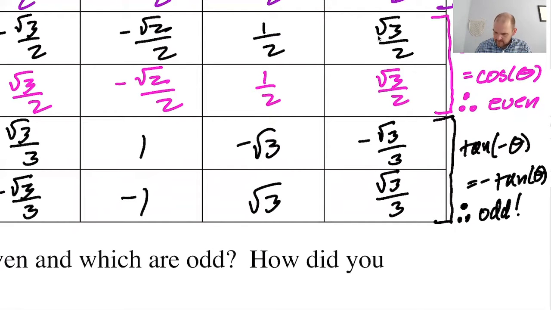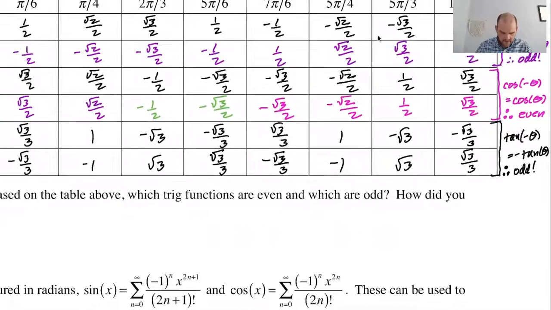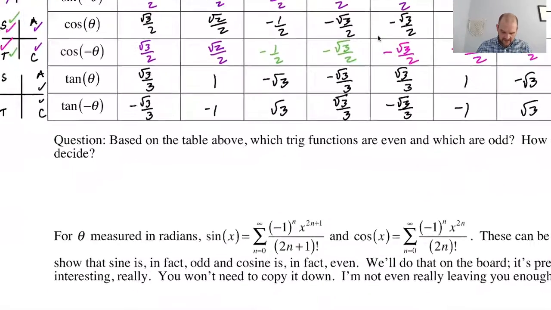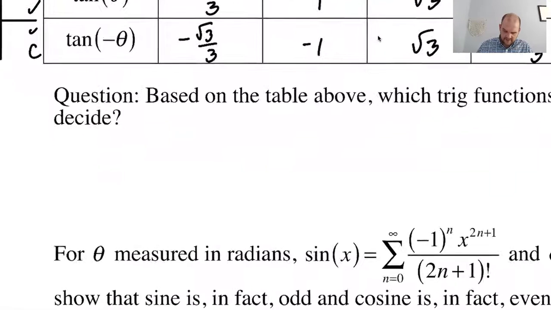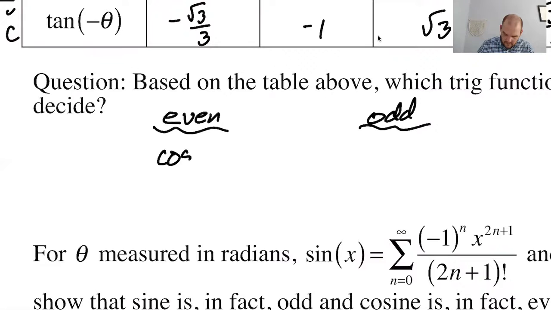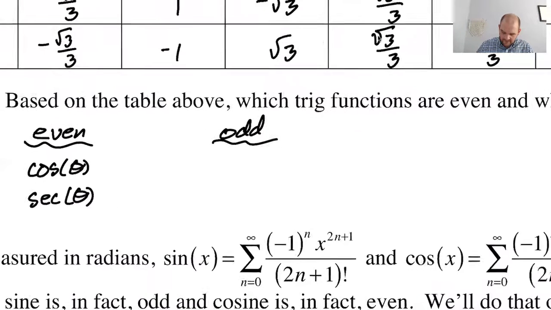So odd. Okay, so based on the table, which trig functions are even and which are odd? How did you decide? So I'm going to say even, and then odd. I think the even function that we found was cosine. Now, if a function is even, its reciprocal is also even. So cosine is even, that means secant is also even. So cosine and secant are even. Every other function is going to be odd.